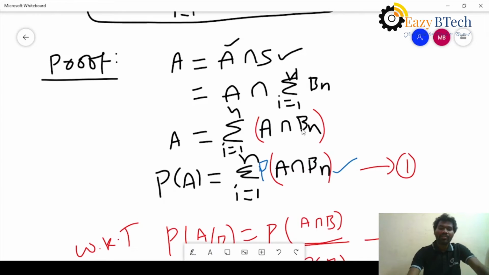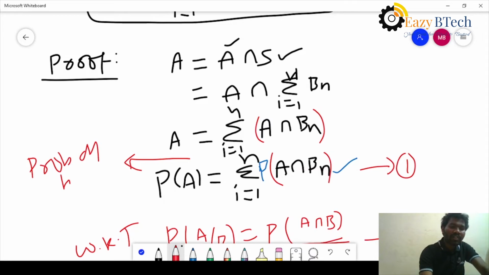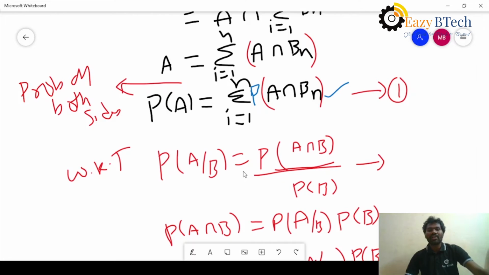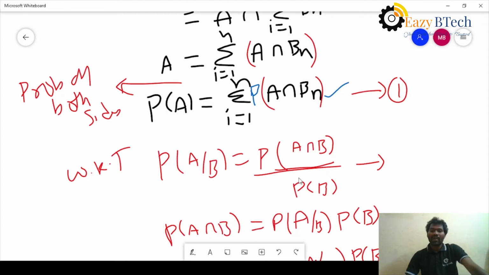Afterwards, I have applied probability on both sides. Then it becomes P of A equals sigma i equals 1 to n of P of A intersection Bn. But we know from the conditional probability statement that P of A given B equals P of A intersection B divided by P of B. This is the formula I have now.